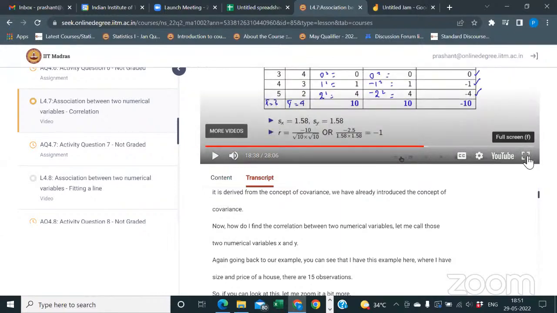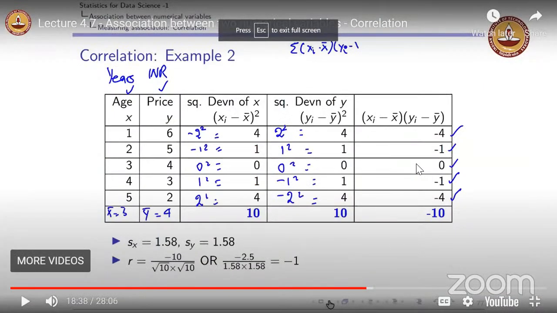As you can see, sir, I'm getting minus 10 divided by square root of 10 into square root of 10, and it will give me minus 1. But how did ma'am get 1.58? Okay, can you tell me 1.58? Yes. Okay, see.